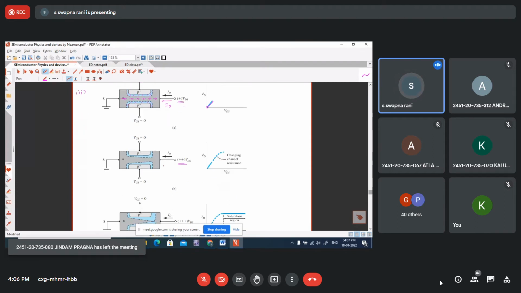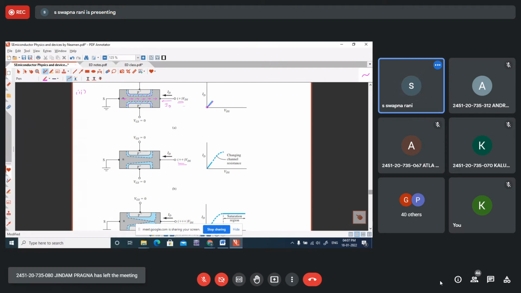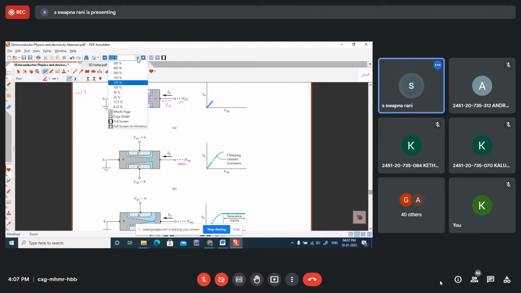Now, second case, if you observe, when the positive potential on the drain is increased, here you need to concentrate carefully. Just a minute.